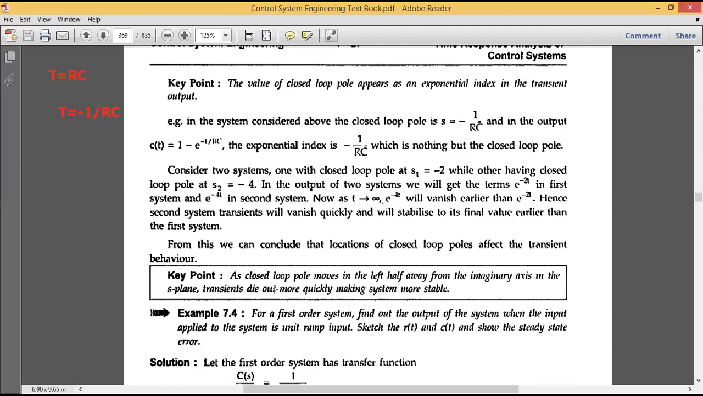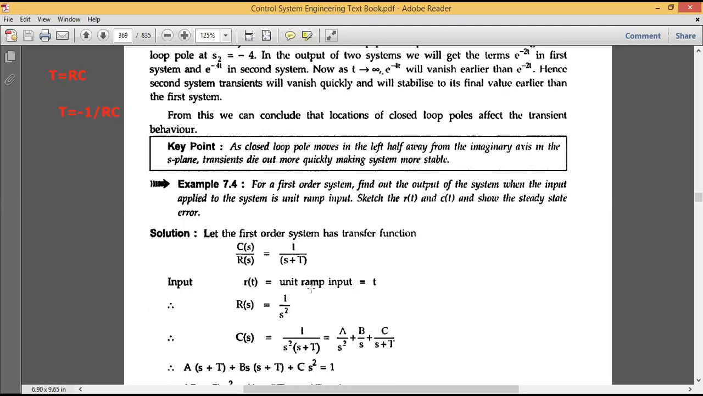and the transient dies out more quickly, making the system more stable. Okay, so our condition is that in the control system, the system should be as stable as possible. It should not become unstable if there is a small change in the input signal. Okay, so this is how we study the closed loop effect of the poles on the transient behavior or on the transient response.